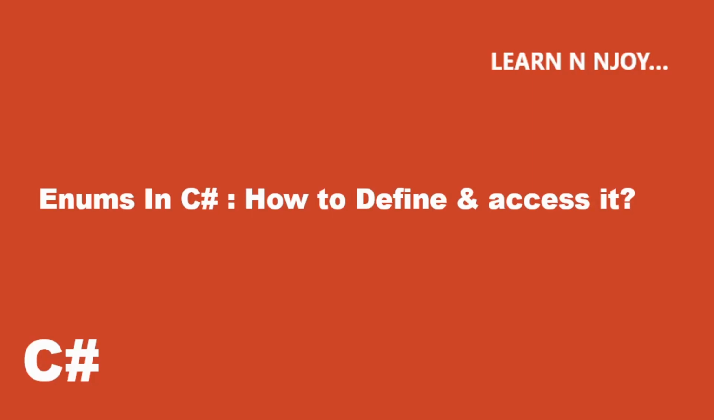Today I am going to talk about a very basic concept but a very important one. It's enum in C Sharp. We'll learn what enums in C Sharp are and how to define and access them in a program. We'll also see its rules and limitations along with its advantages. And finally, we will discuss its best practices.